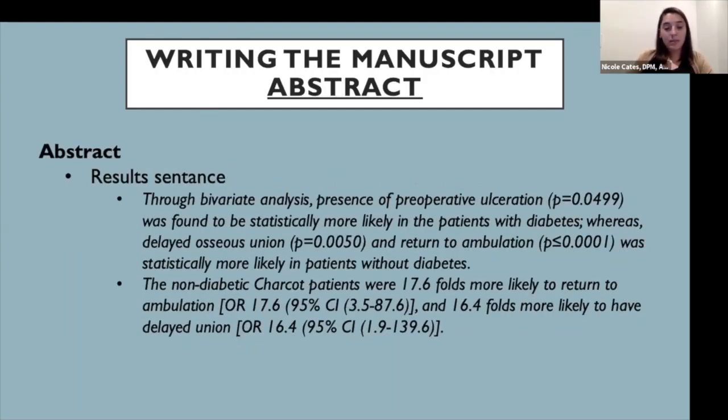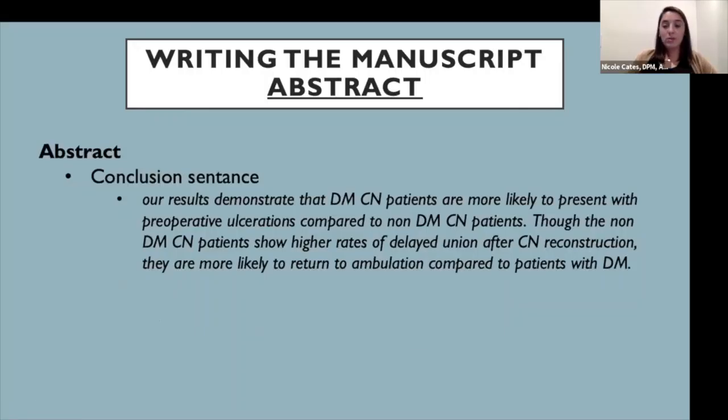And then for the results sentence in the abstract, we want to include just the significant factors, right? So through bivariate analysis, we found preoperative ulcers were statistically more likely in patients with diabetes, et cetera, and you're including the actual p-values to show that they are significant. And then for the regression statement, you're going to say non-diabetic patients were 17 times more likely to return to ambulation. And so you're including all of the positive factors for the regression. And then you need to have a conclusion sentence that really wraps it up. So our results demonstrated that diabetic Charcot patients were more likely to present with preoperative ulcers compared to non-diabetic patients, right? So you're really defining what your study showed and why it's significant.